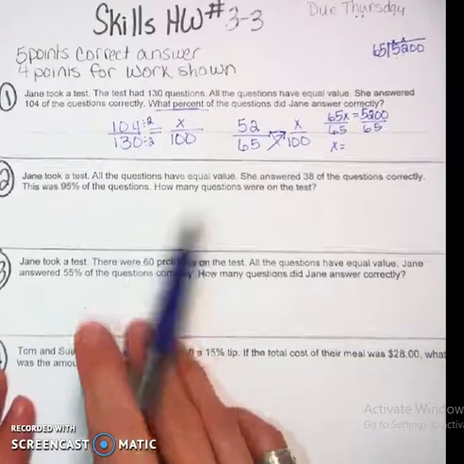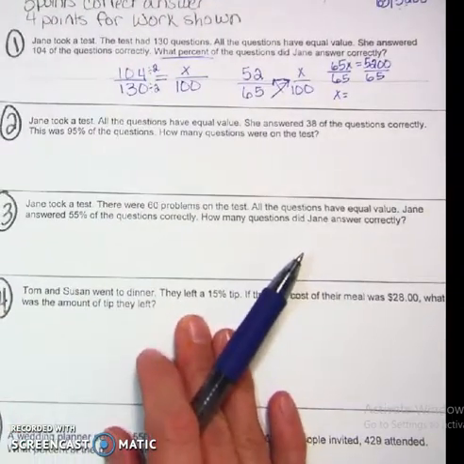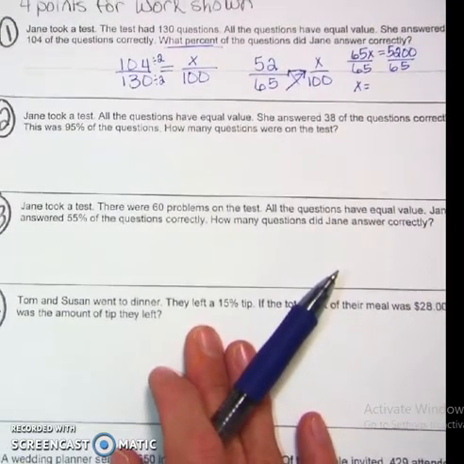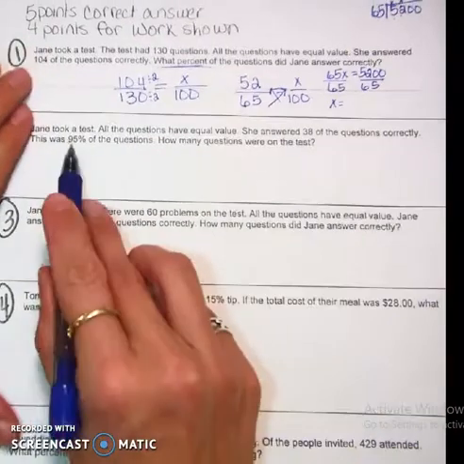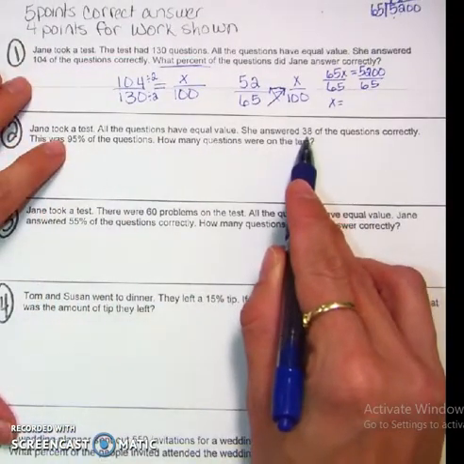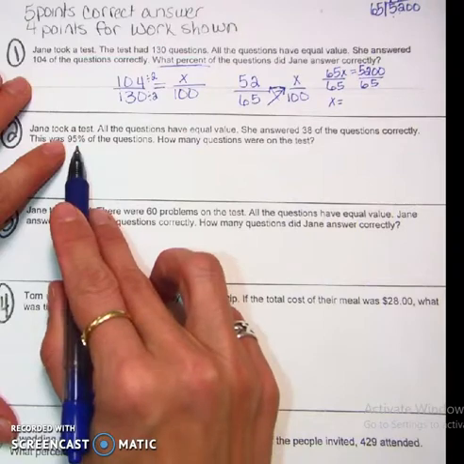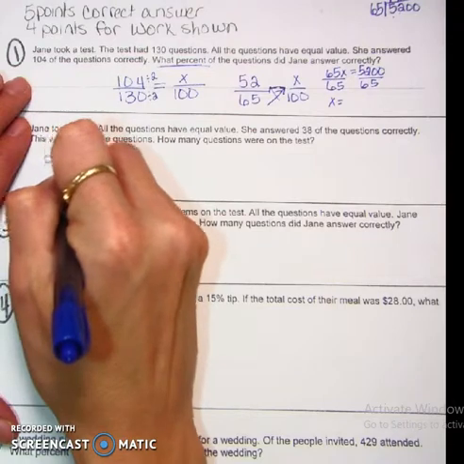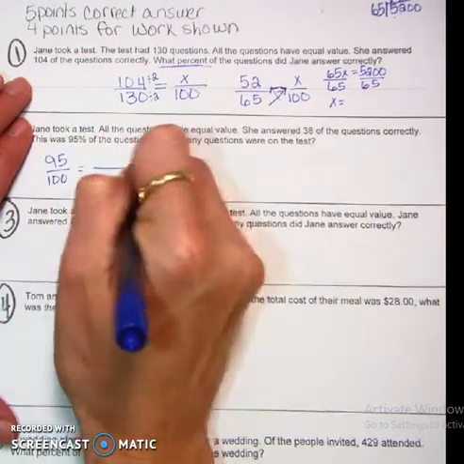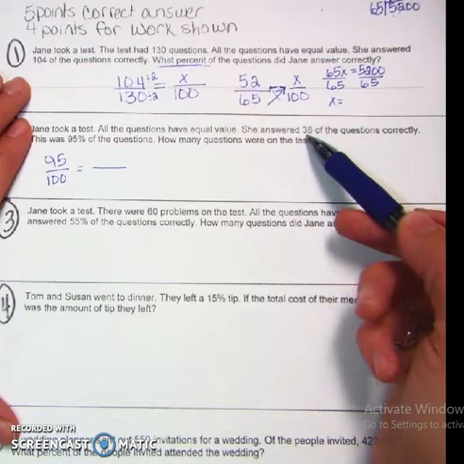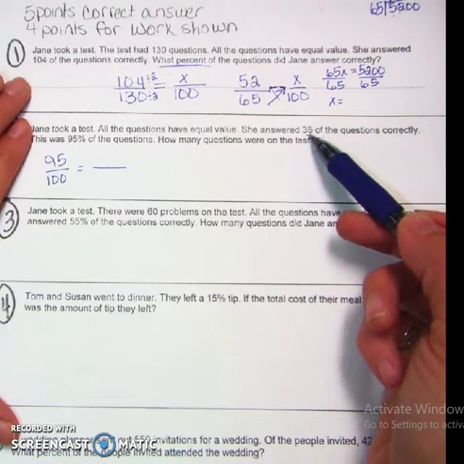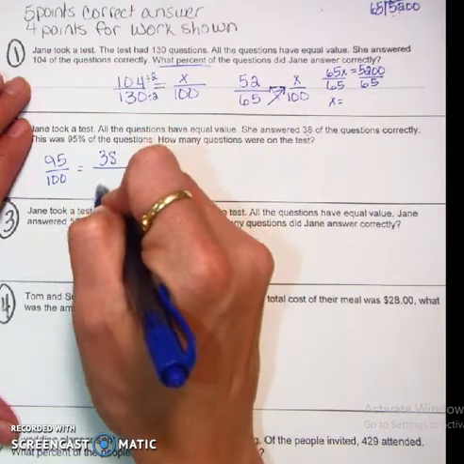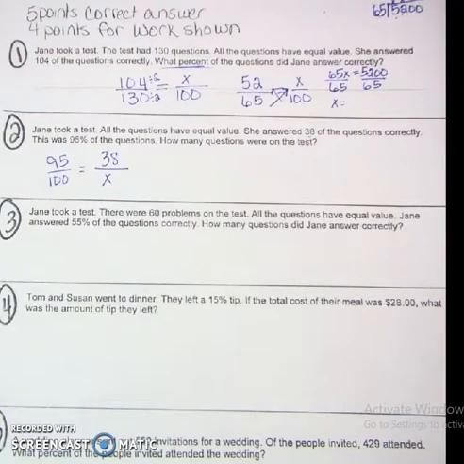All right, number 2. Jane took a test. All the questions have an equal value. She answered 38 of the questions correctly. This was 95% of the questions. How many questions were on the test? Okay, it doesn't ask me for 95% of this. It tells me 38 is 95% of something. So 95% means 95 out of 100. Okay, then I have 38. 38 is the questions she answered correctly, and I want to know the total that were on the test. So 38 is going to go on top, and x is going to go down here because I want to know how many are on the test.